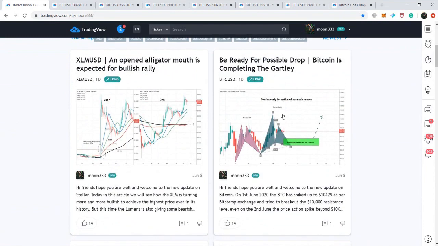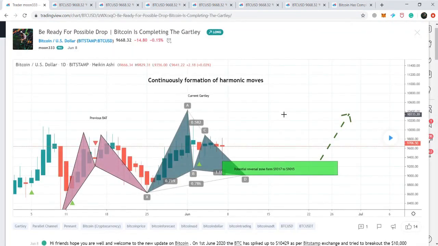At that time the price action was moving around $9,900 to $10,000, and I predicted that the price action had started the formation of a bullish Gartley pattern after the successful formation of the bullish Bat pattern. It was expected that the price action would complete the final leg of this bullish Gartley pattern, enter this potential reversal zone, and move up from this PRZ level. Now I'm playing this chart.